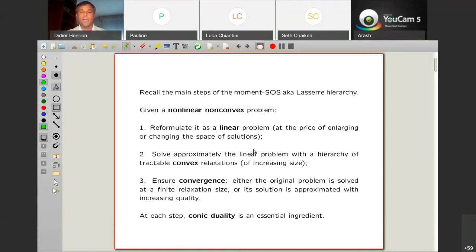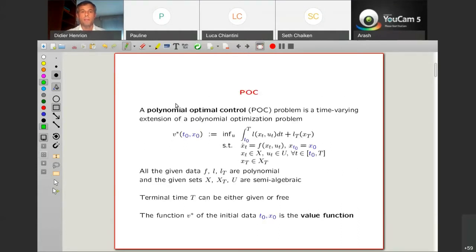So today I'll go through polynomial optimal control and I will follow the same pattern as usual. So what is polynomial optimal control, POC for short? We can view it as a time-varying extension of a POP, of a polynomial optimization problem.